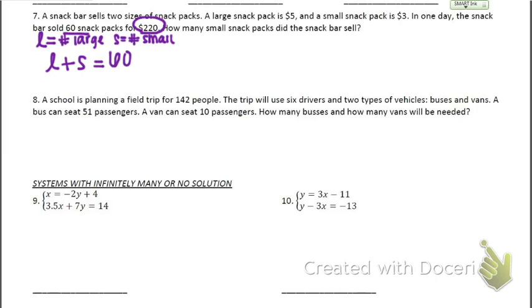So then we need to make an equation for the cost. How much did we make off of large packs? No, not 220. That was total. How much did we make just off the large ones? $5 each. So 5L plus how much do we make off of a small one? 3S. And how much money total was that? 220. Make sense? Okay, you should be able to solve the rest.